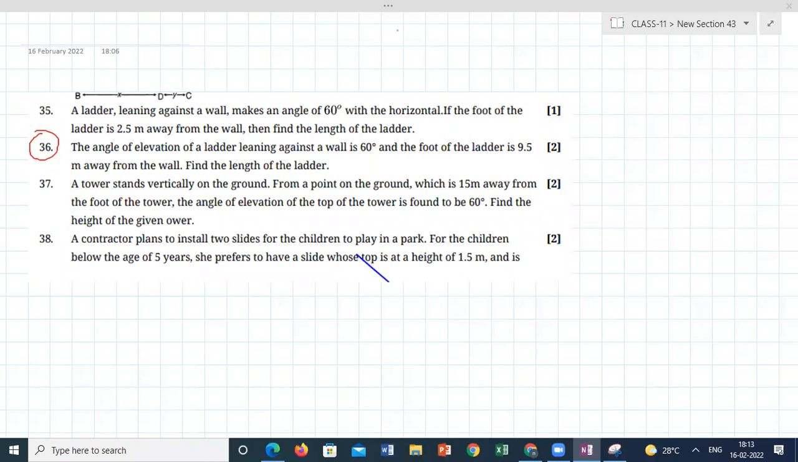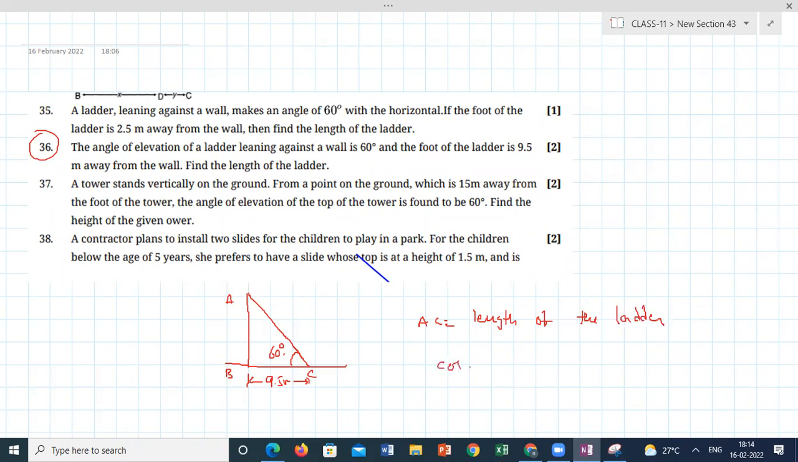The angle of elevation of a ladder leaning against a wall is 60 degrees. Students, can you hear me? Yes, sir. That means there is a wall like this, and a ladder leaning against the wall, and this angle is 60 degrees. The foot of the ladder is 9.5 meters away from the wall. Find the length of the ladder. Suppose ABC is the triangle formed by this situation. AC is the length of the ladder. What is the answer you got, madam? 19 meters, sir. Correct.